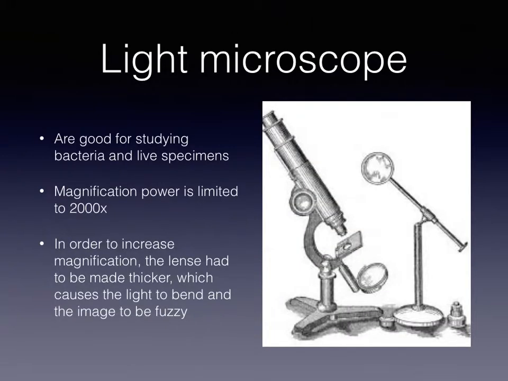So, the light microscope. This is one that we have in the high school and that you have used. They are good for studying bacteria and live specimens. Their magnification power is limited to 2,000 times. In order to increase magnification, the lens had to be made thicker, which causes the light to bend and the image to be fuzzy.